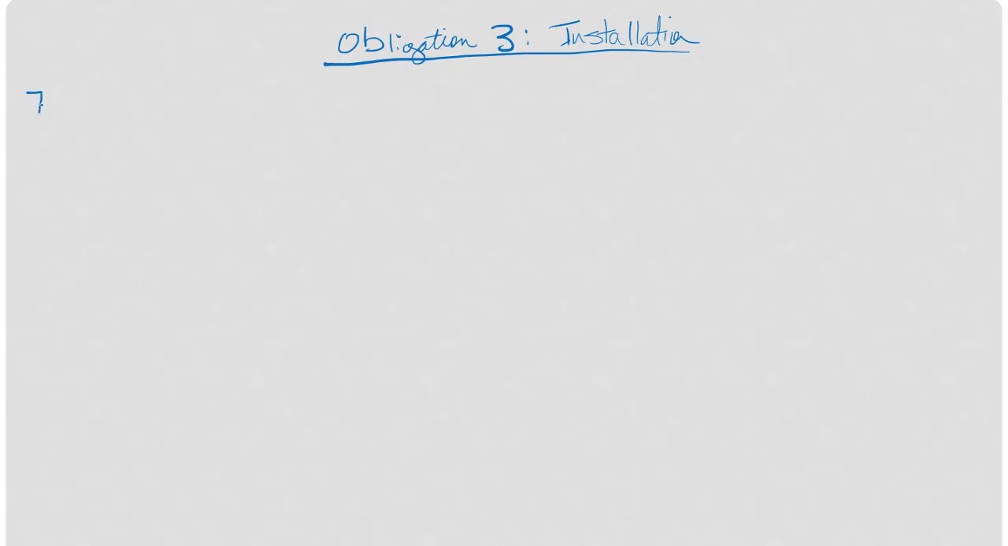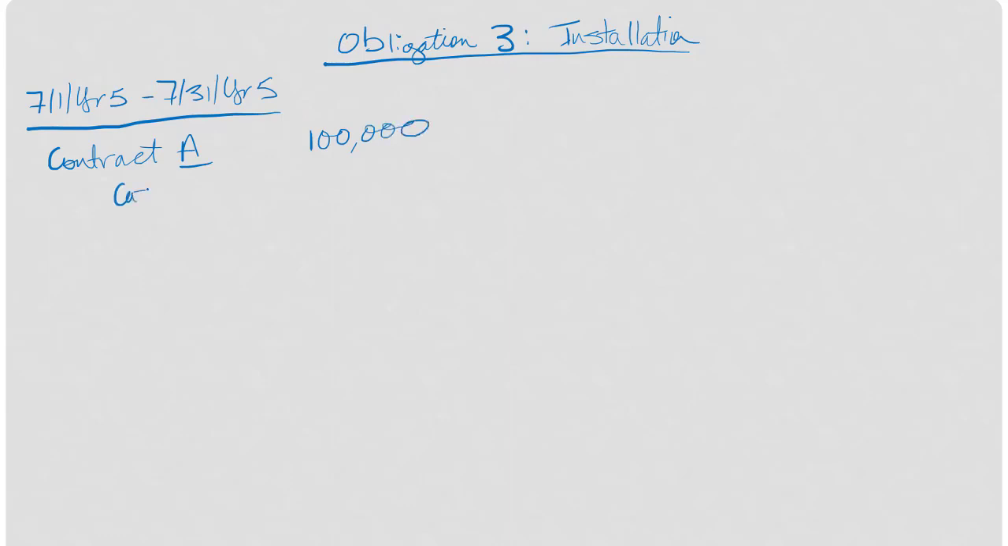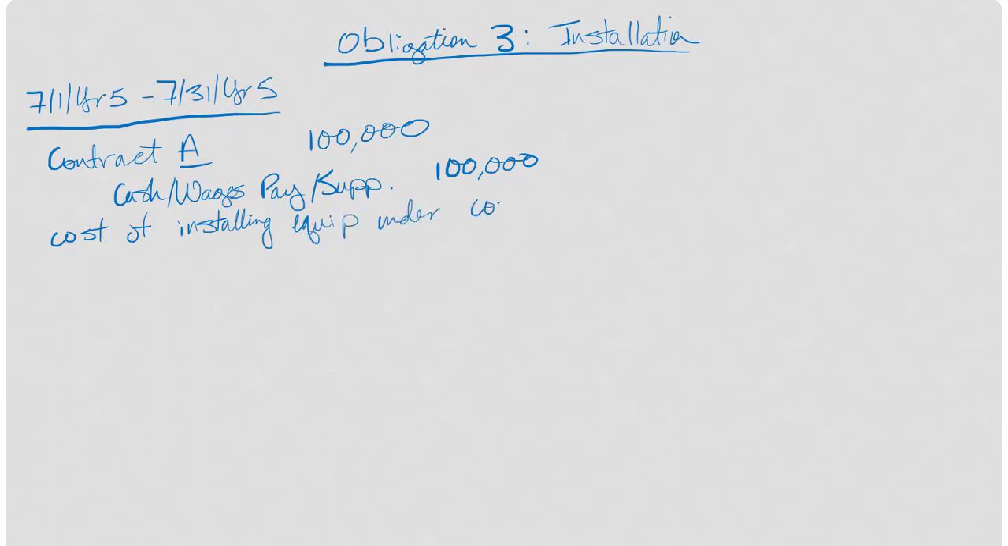And in this case, all the costs will occur in the month that I'm actually doing the installation. And again, in this case, there's nothing inventoriable. I couldn't sell this to anybody else. So I'm back to using a contract asset account. And we said the cost would be $100,000. And that would be cash, wages payable, and probably supplies would be the other account that I'd use. Cost of installing equipment under contract.